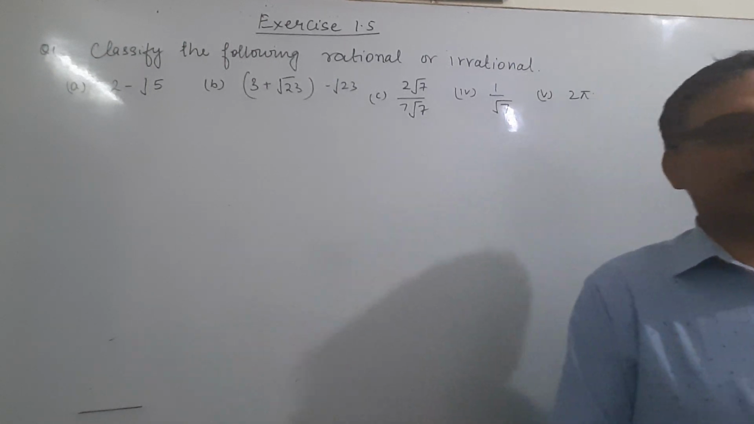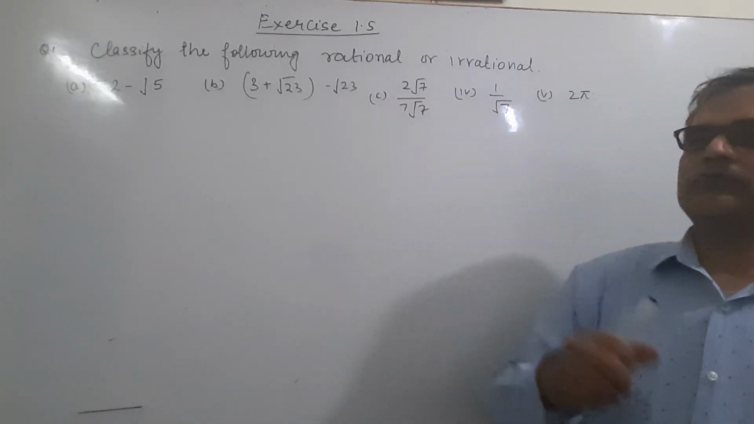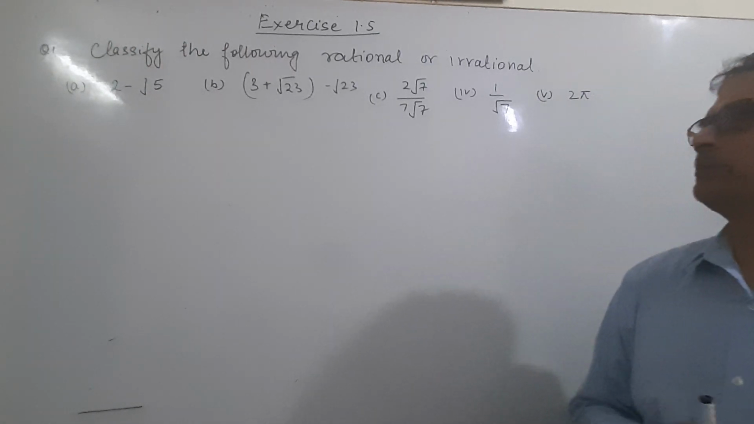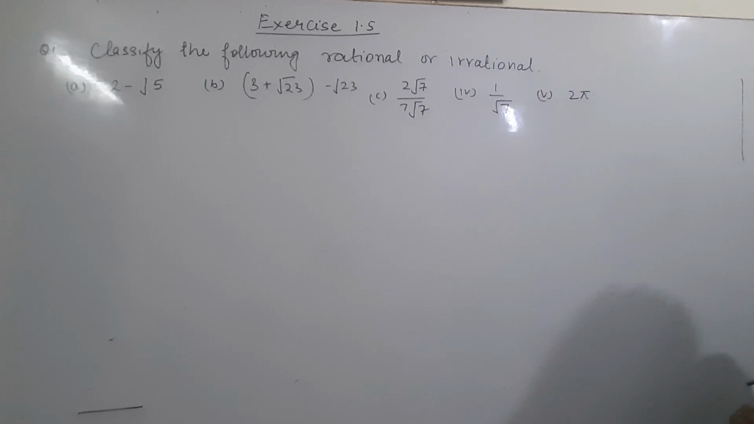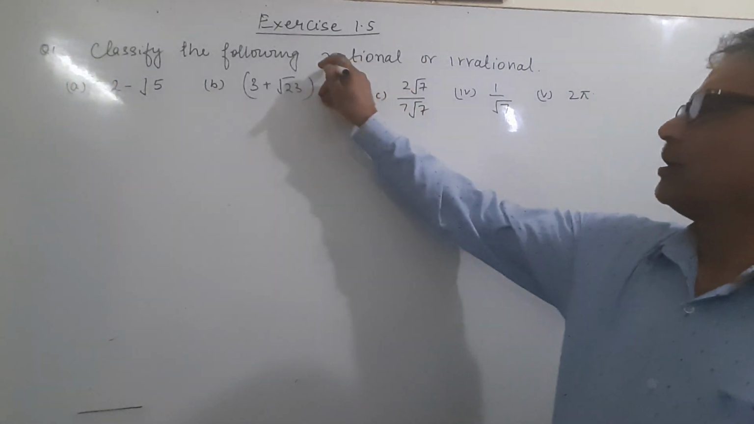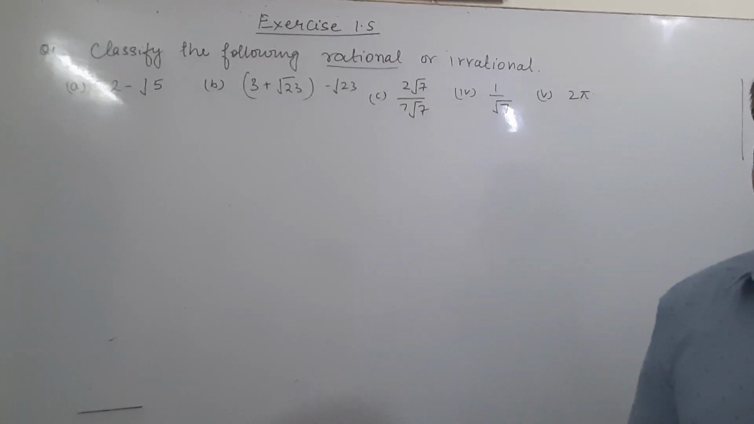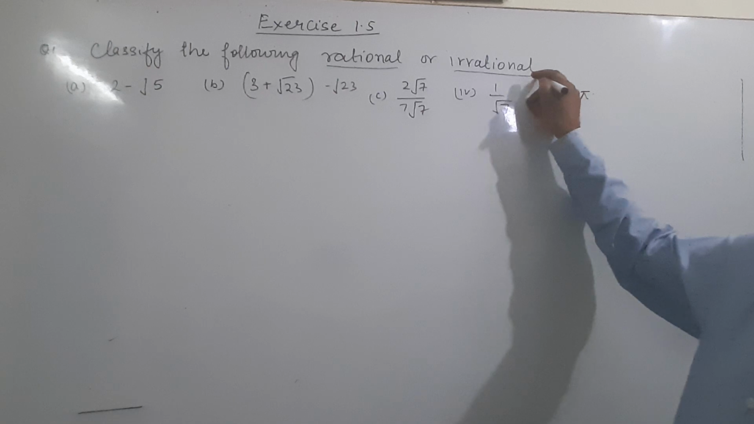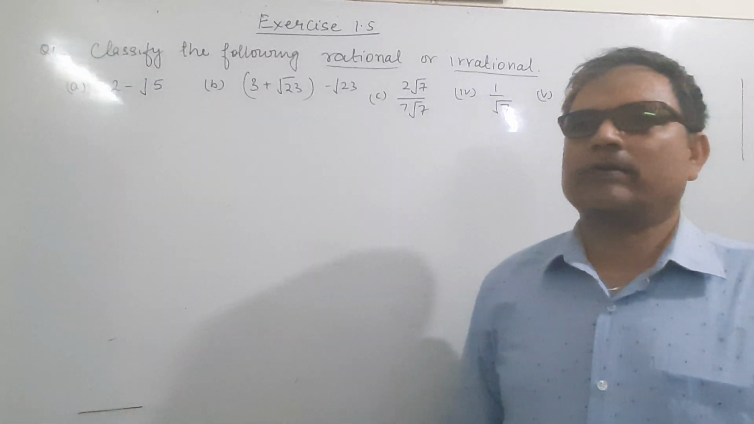Today we will start exercise 1.5 of class 9th chapter 1. Here is question number 1. Classify the following as rational and irrational. You know rational very well, and irrational also you know very well.